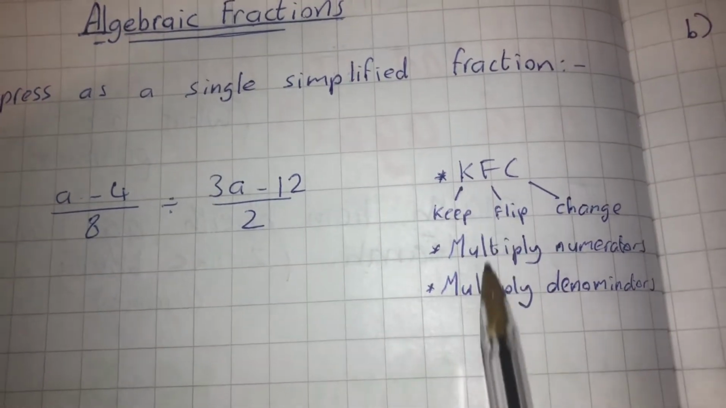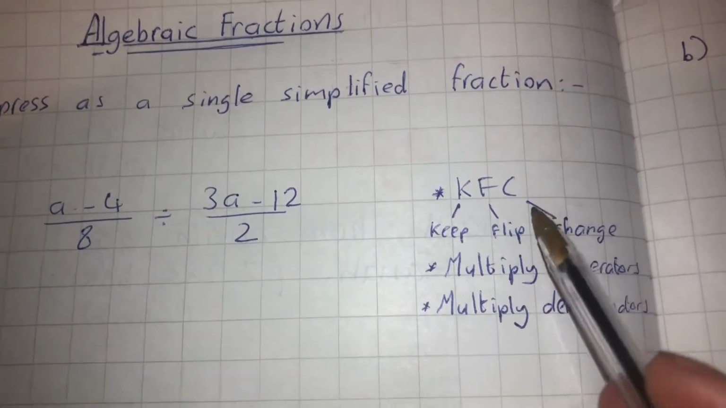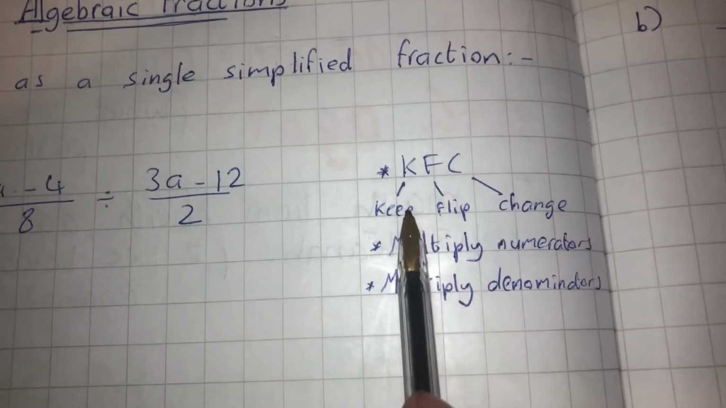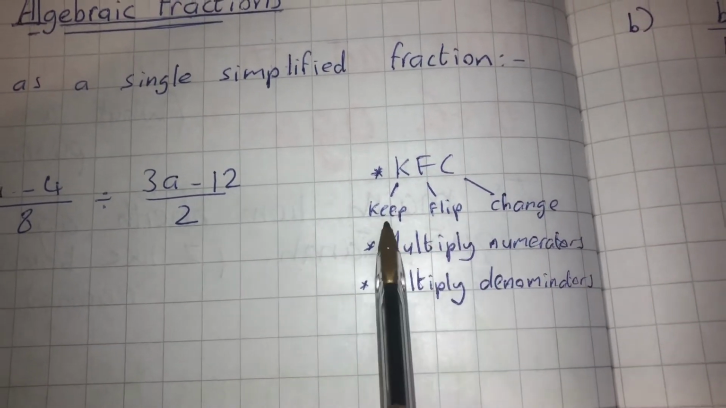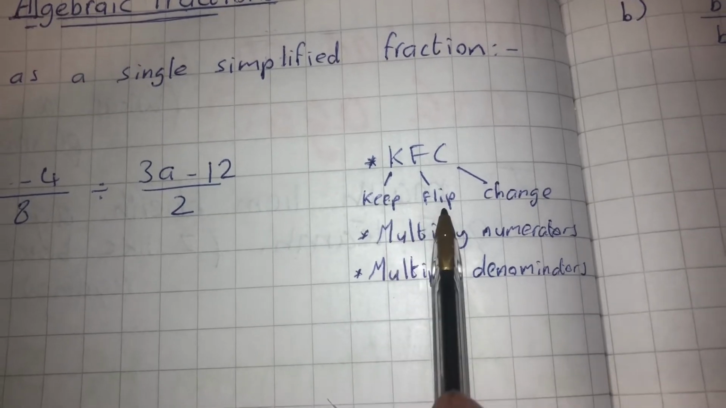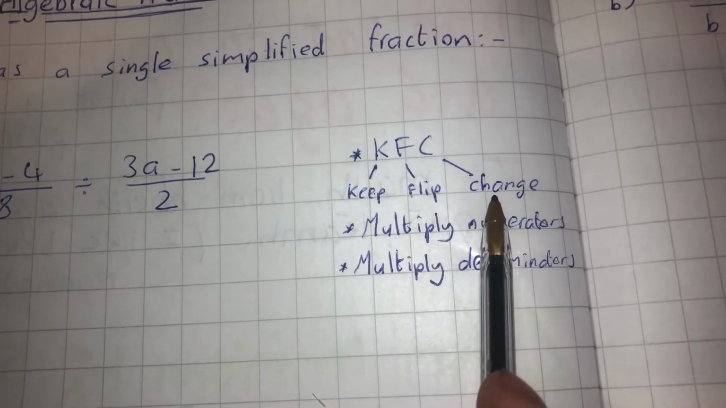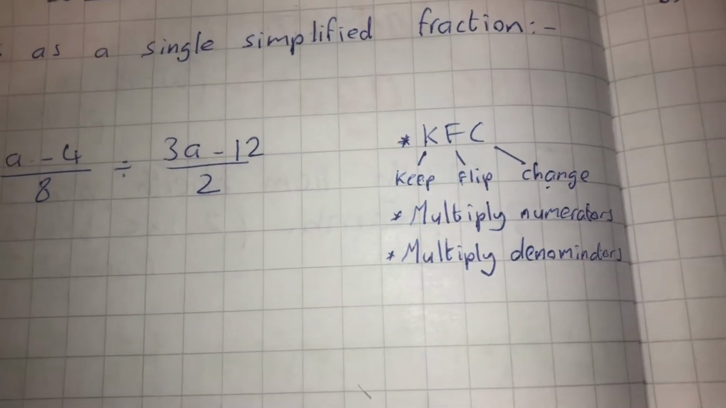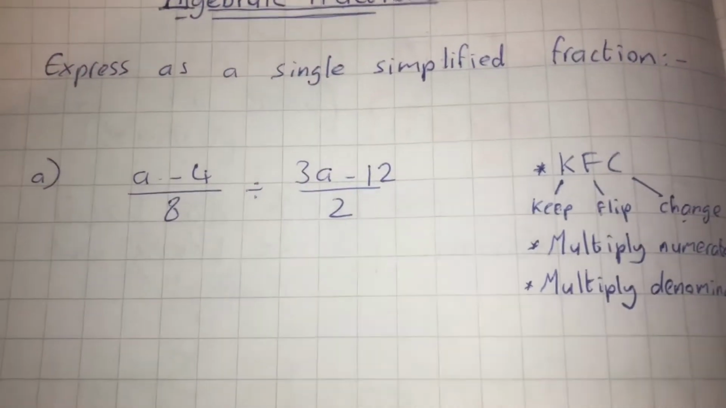Just to take you through the method again of when we are dividing two fractions. Three steps here. We've got KFC, which stands for keep, flip, change. Keep the first fraction the same, flip the second, and change the sign from a divide to a multiply. Then we just multiply the numerators and multiply the denominators, and then we will simplify as necessary.